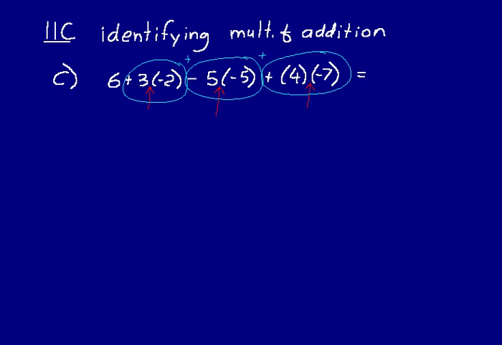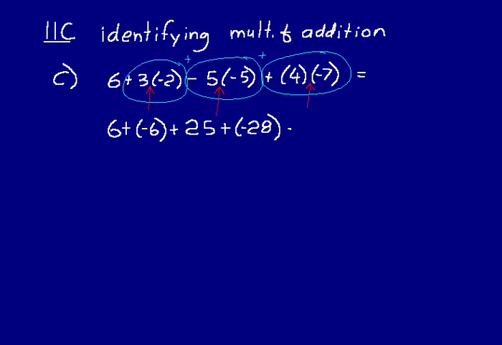And so what we could do is have the 6, and I should have put a blue plus sign up there, but that should go there, and then do that operation on the inside. There's multiplication there. 3 times negative 2 is a negative 6. And so we'll say plus a negative 6, and then negative 5 times negative 5 would be positive 25, so we'll say plus 25. And then 4 times negative 7, that would be a negative 28, and so we'll have plus a negative 28.